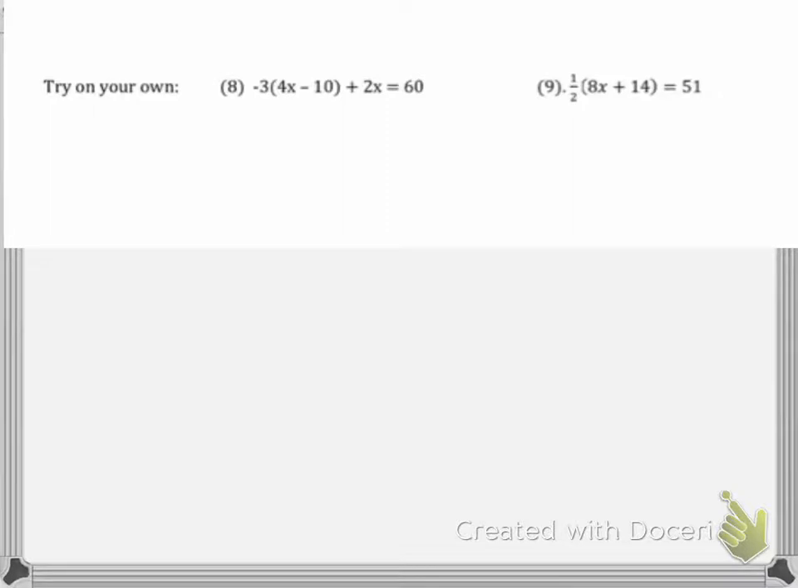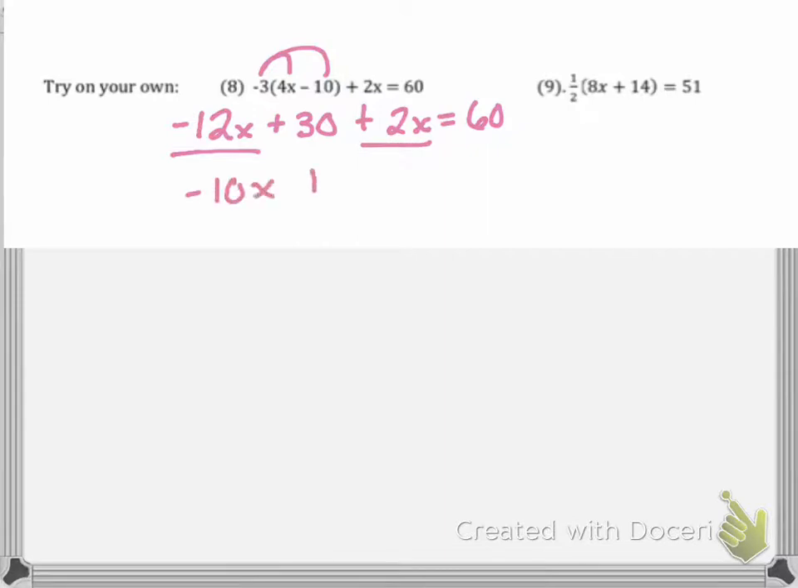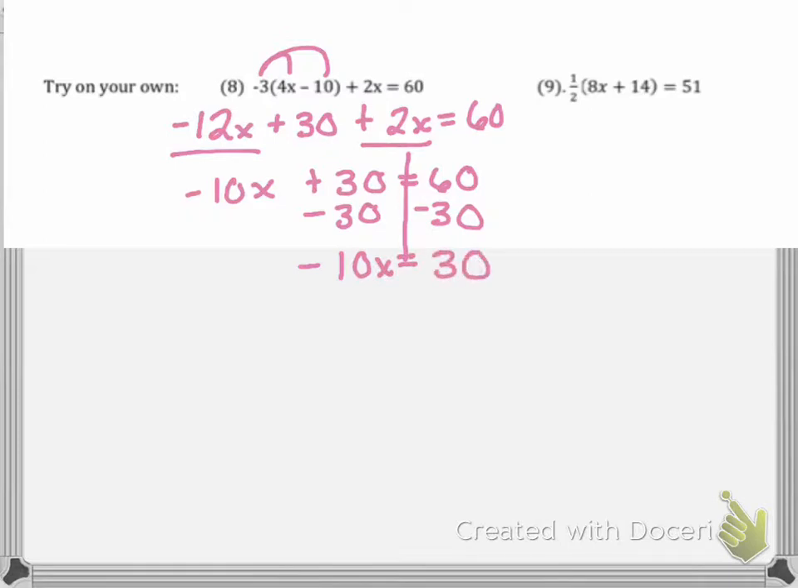So in number 8, you should have distributed the -3. So watch your signs. That would have given you -12x plus 30 plus 2x is equal to 60. We would combine like terms. So -12 plus 2 would give me -10x plus 30 is equal to 60. Then draw my balance line and subtract 30 from both sides. And I would get -10x is equal to 30. Divide by -10, and x equals -3. Hopefully you didn't drop any negatives in that one.